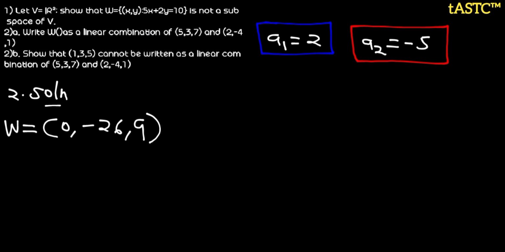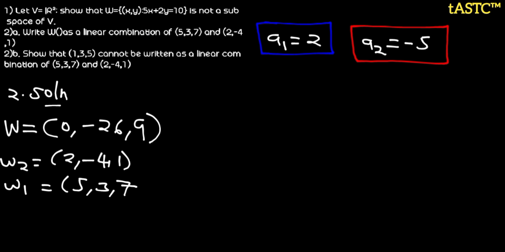So we know W1 was equal to (2, -4, 1). And we had W2 to be, whoa, I made a mistake. So this should actually be a W2. I'm just going to write it there. And here we have a W1, so this is equal to (5, 3, 7). So we know that this should be represented as this.